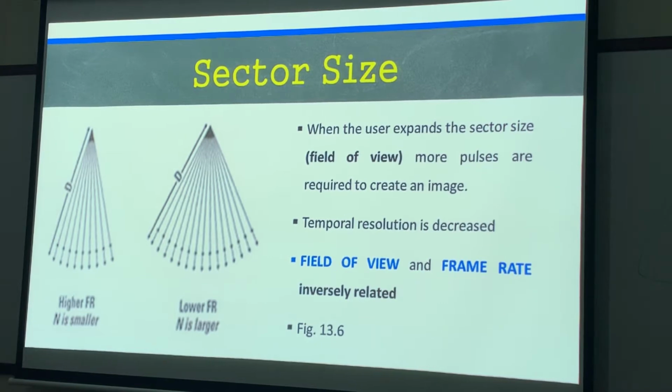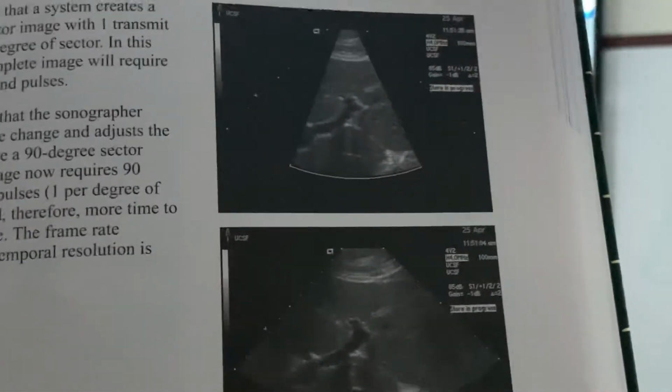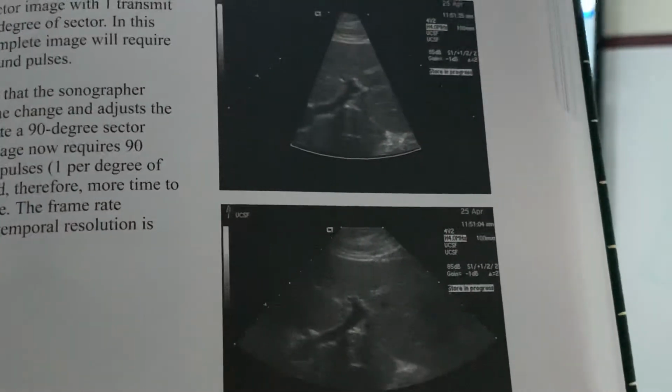Which view gives a better image? The narrow sector or the wide sector? Is the image going to be the same? Look at your image right here on the top right. That image is exactly the same. You're only changing the time it takes to create it. With the narrow sector, I'm going to be able to create that image a lot faster than if I have the wide scan. It's not changing the quality.